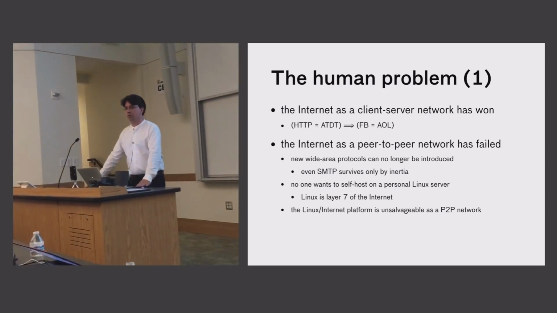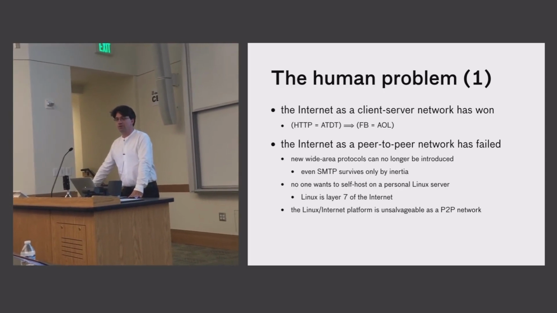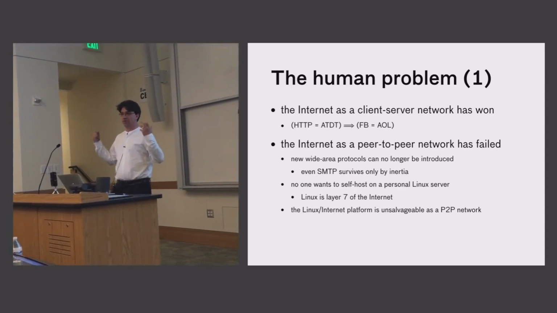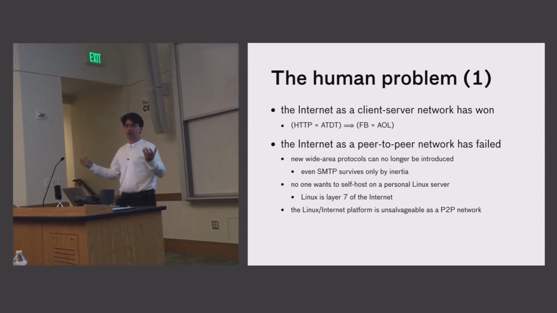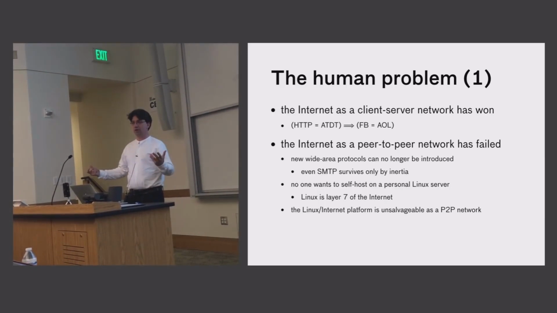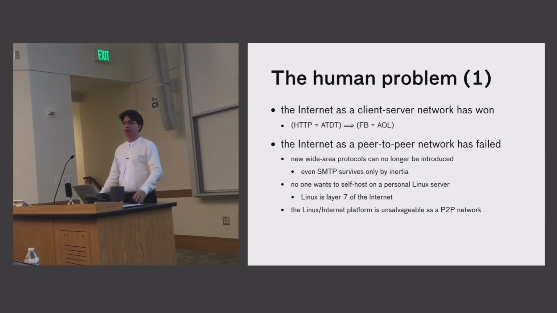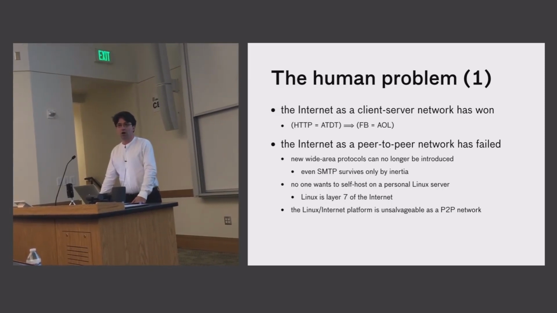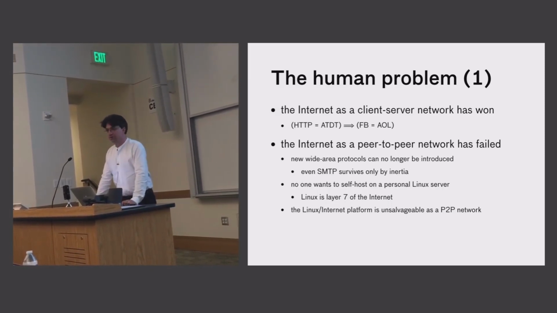If you look at the dream of the internet from the 80s and 90s, it was a dream in which everyone on this network would have their own server, and things like what we do on Facebook today would be done by protocols like SMTP. Well, you can't introduce a new wide area protocol on the internet today. You can barely keep SMTP alive. These systems were designed in the 70s.